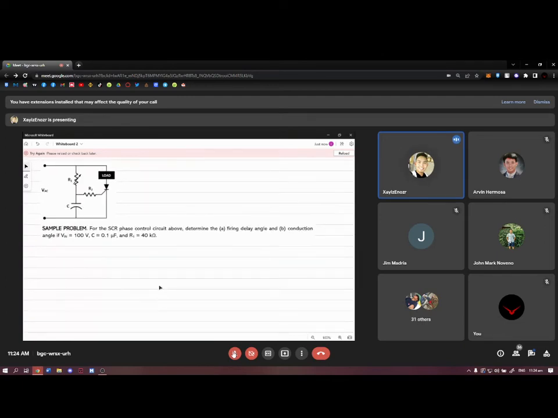Okay. For the SCR phase control circuit above, determine the firing delay angle and the conduction angle if Vin is 100 volts, capacitor is 0.1 microfarad, and R1 is 40 kilo ohms. Okay. So, let's determine first the firing delay.